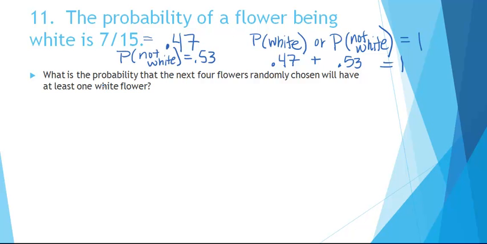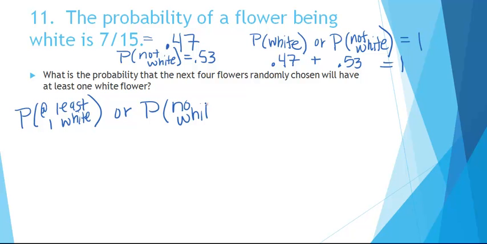Okay, so the question asks, what is the probability that the next 4 flowers randomly chosen will have at least one white flower? So they're looking to find the probability of at least one white out of the 4 flowers. So we know that either there's going to be at least one white chosen or no whites. One of those 2 things is going to happen. So they have to add to 1.